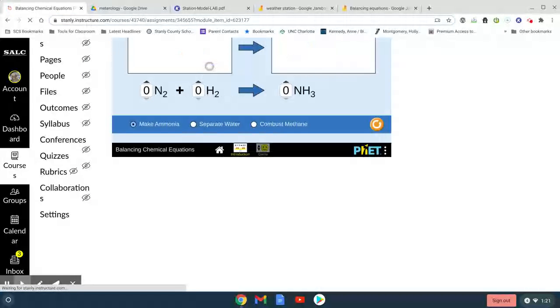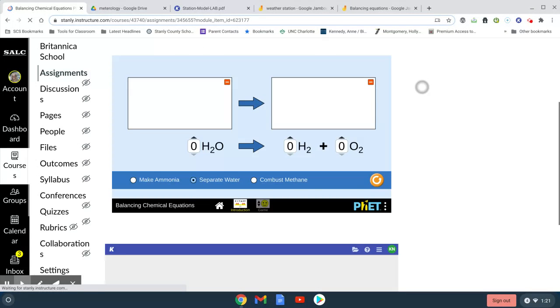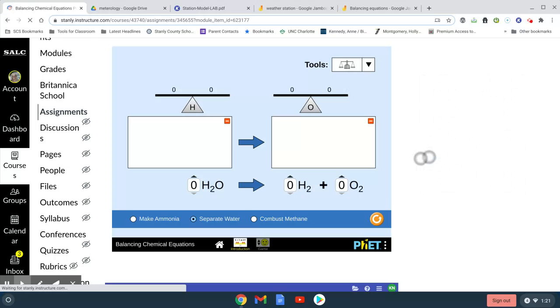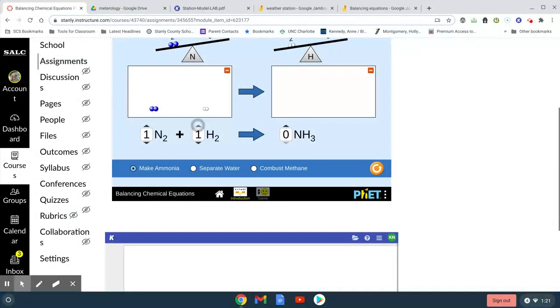You're going to type introduction here or click on it. You're going to come up here to tools, which is in the instructions, and choose balance. I would automatically go ahead and bump each of these up to 1, let me go over here to make ammonia. So you can see a picture of their atoms here, and you see a balance up here.